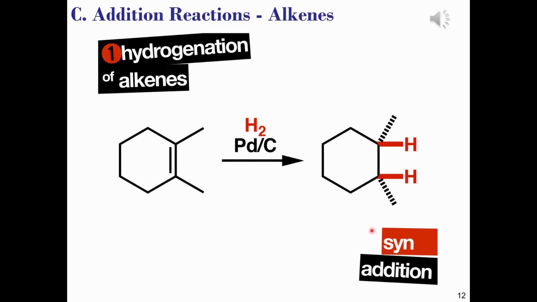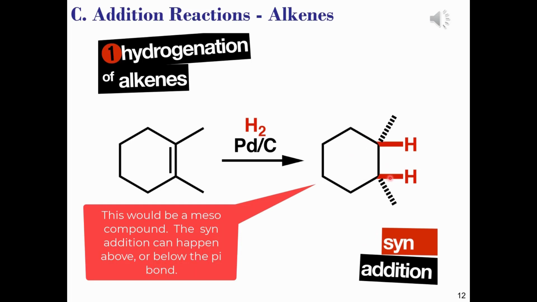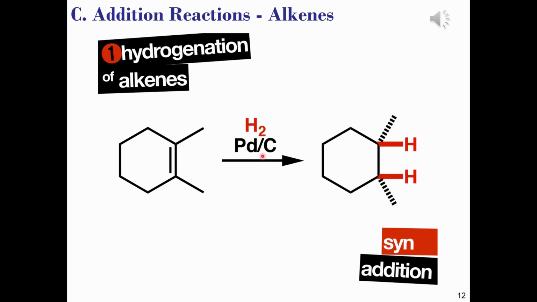So the hydrogen molecule will be added to the same face of the double bond, and this is done typically over a metal catalyst. The breaking of a pi bond and the formation of 2 sigma bonds releases energy throughout this process, so these are typically exothermic reactions. Let's now look at the mechanism to understand the syn addition in a little bit more detail.